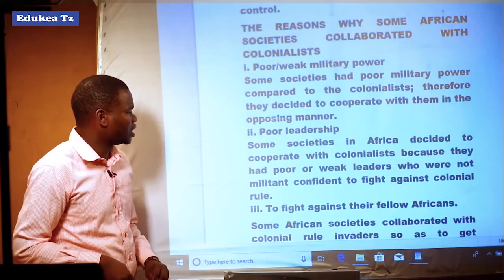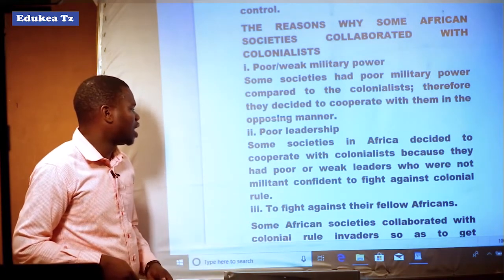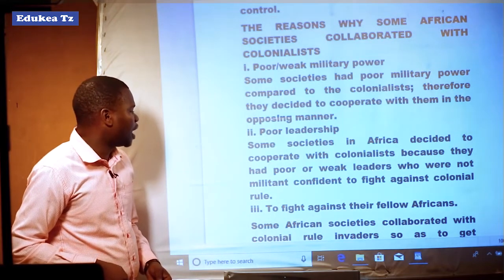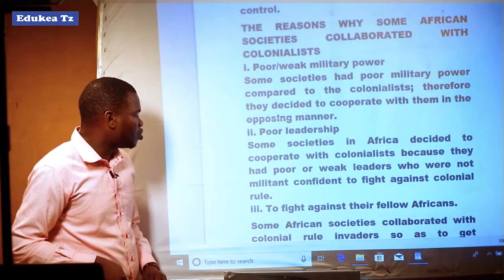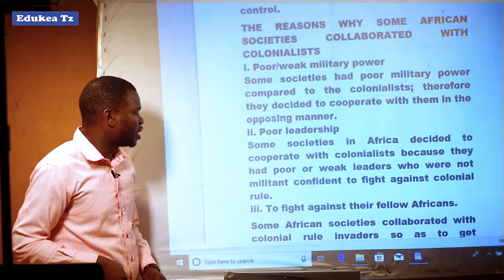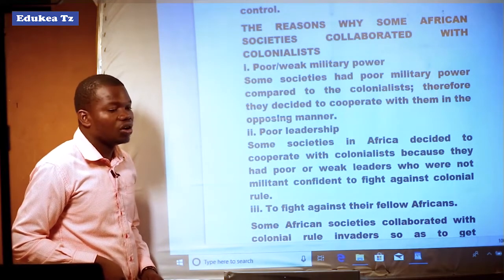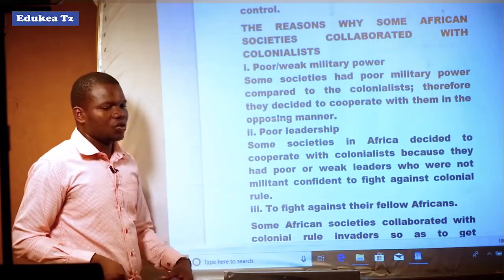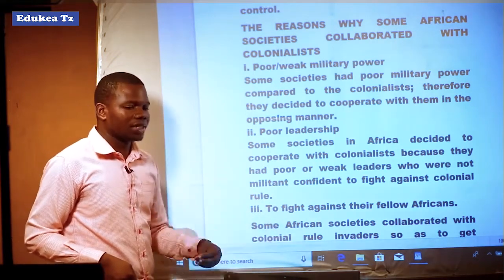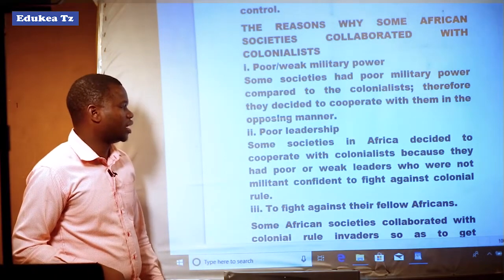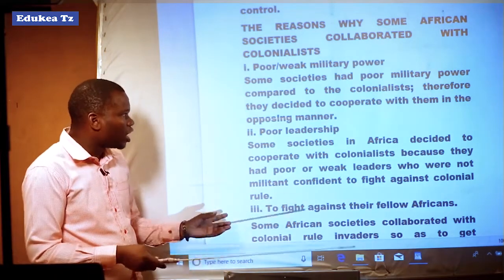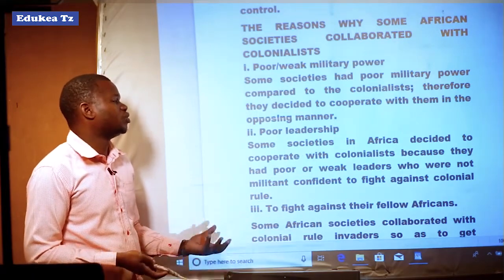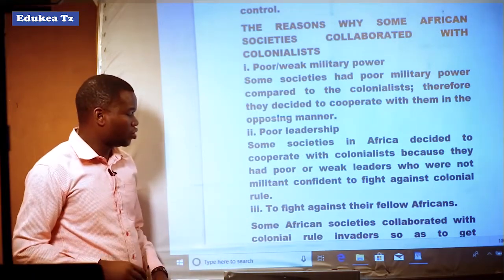Also, poor leadership. Some societies in Africa decided to cooperate with the colonialists because they had poor or weak leaders who were not militarily confident to fight against colonial rule. So instead of resisting or making war against the colonialists, they decided to collaborate with them, believing that once they collaborated, they could be free from colonial rule.